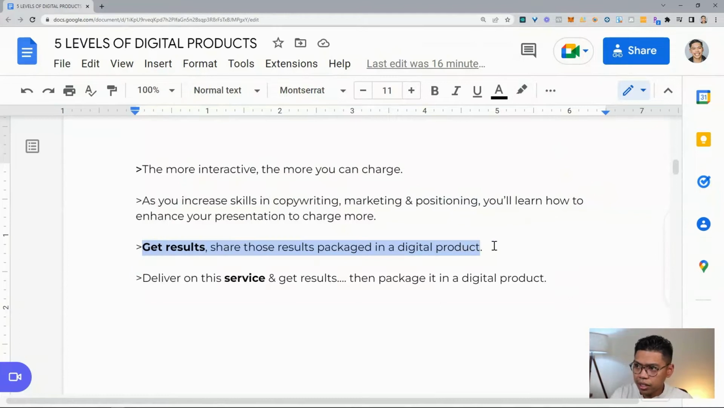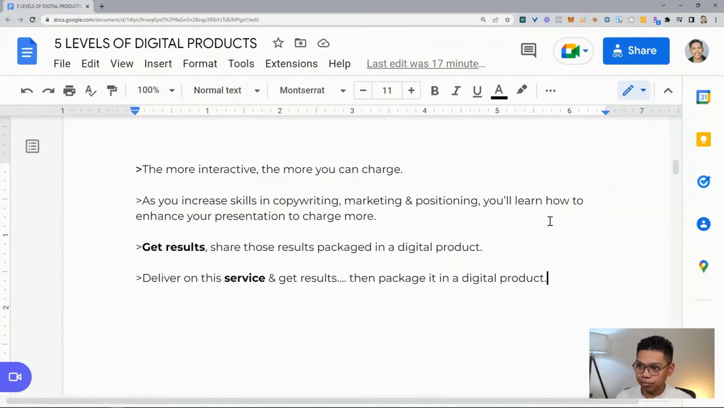Number three is get results. So when you're building a digital product, you want to make sure this can actually get results. So you get results and then you share those results packaged in a digital product. That's the whole reason and the point of a digital product. So if you don't have any tangible type of results, then we can work on this. But you should be able to get results because that is what you're selling to your client, your customer. That's what people want. And then deliver on this service, get results, and then package it in a digital product.